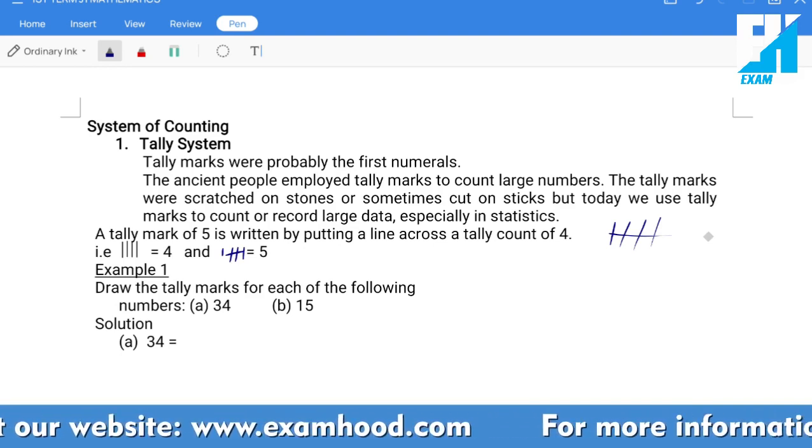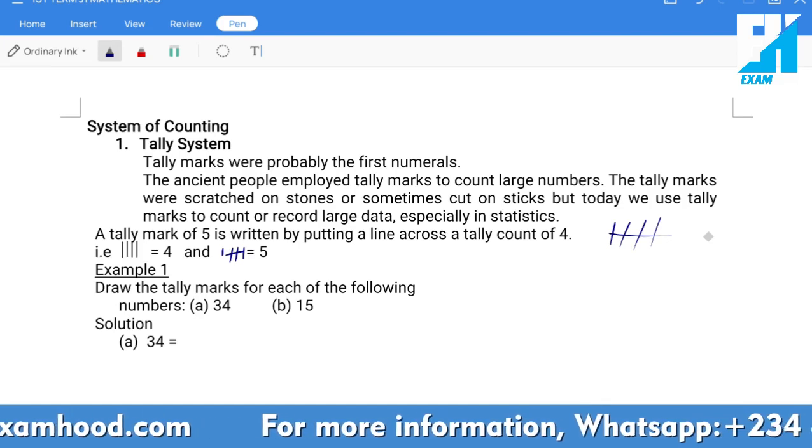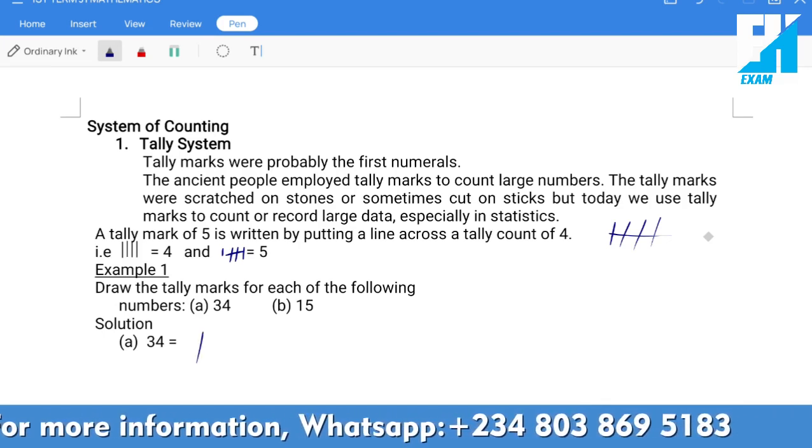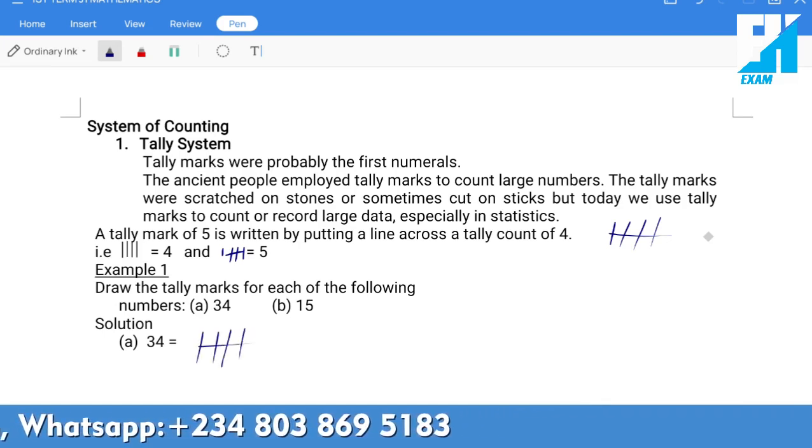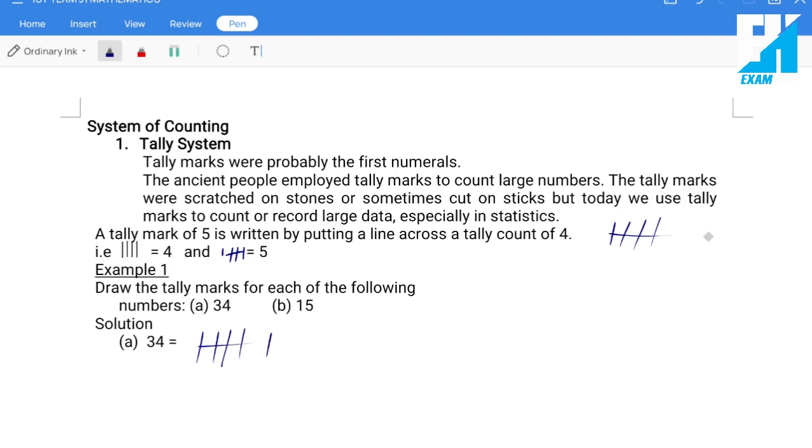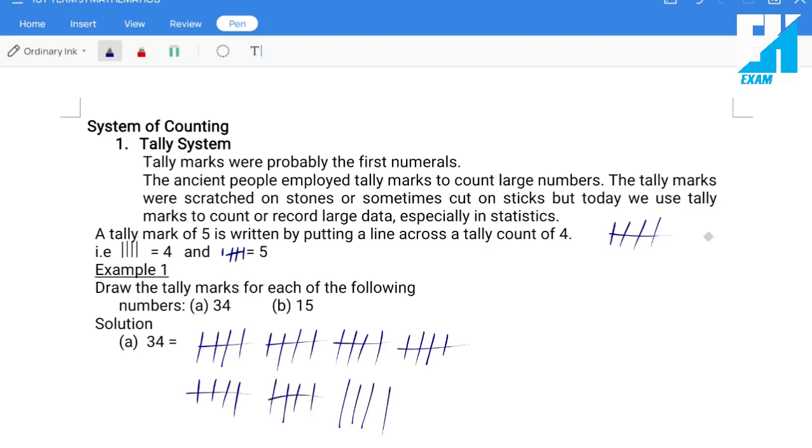If we are going to draw the tally mark for 34, we are just going to count like this: 1, 2, 3, 4, making 5. Then 6, 7, 8, and so on, up to 30, 31, 32, 33, 34. So that is a tally mark for 34.